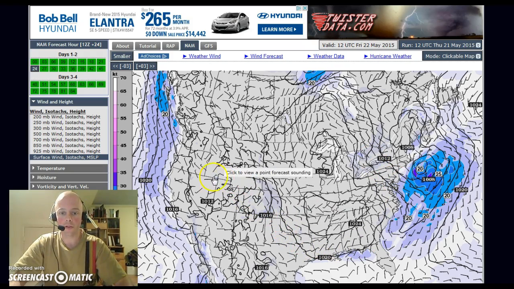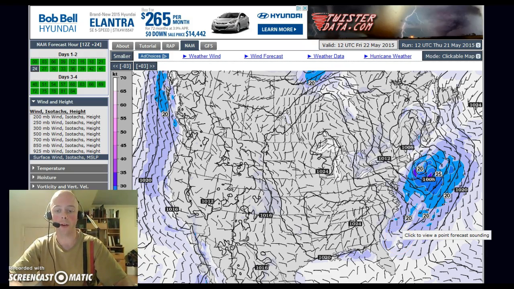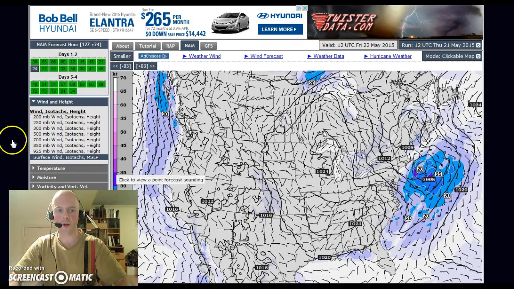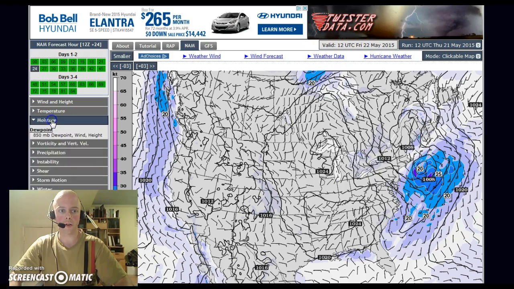If we go back towards the western United States, here's a 1016. So this is lower pressure than this 1024 that I first talked about. So there's lower pressure over the mountain states, and then there's high pressure right now in the Midwest and the South. I'm going to change this over to dew point.